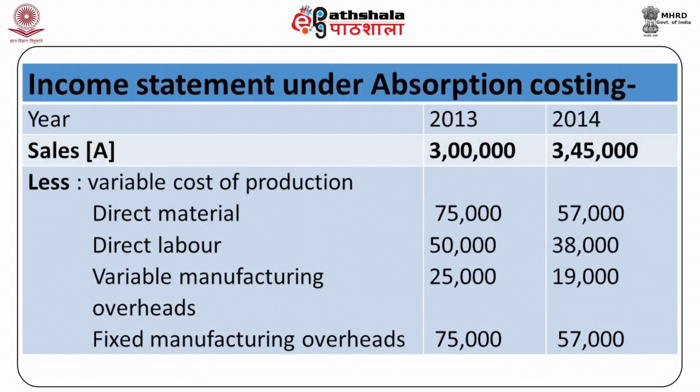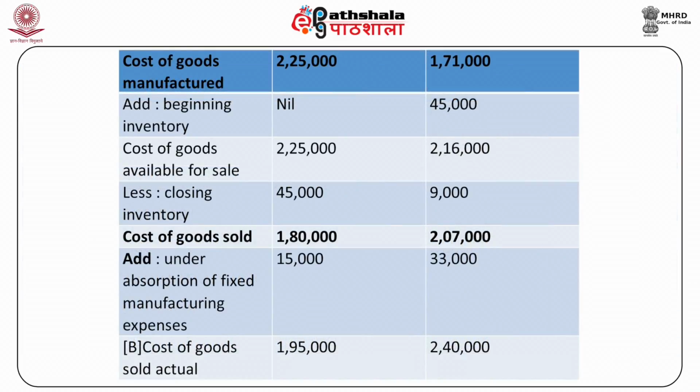Similarly, for the year 2014, if we calculate, we have sales A at 3,45,000, less variable cost of production at 57,000, direct material cost at 57,000, direct labor cost at 38,000, variable manufacturing overheads at 19,000, fixed manufacturing overhead at 57,000. This gives us the cost of goods manufactured at 1,71,000. We have to add the beginning inventory, which is 45,000. The cost of goods available for sale is 2,16,000. Less inventory of 9,000 gives us the cost of goods sold, which is 2,07,000.